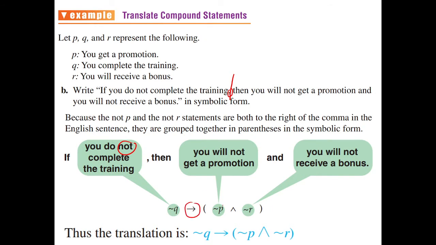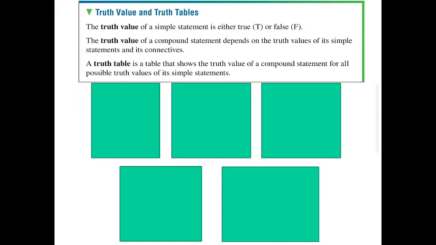So the comma will tell you there is a grouping for you will not attend or you will not get a promotion and you will not receive a bonus. So we put a negation on P and on R because I'm having the word not in the sentence. So this is now the translation. Any questions about this example? Do you understand this example, class? Yes, sir. Okay, let's further continue.